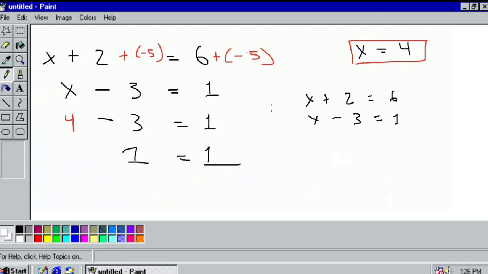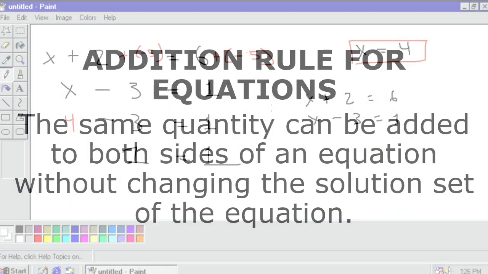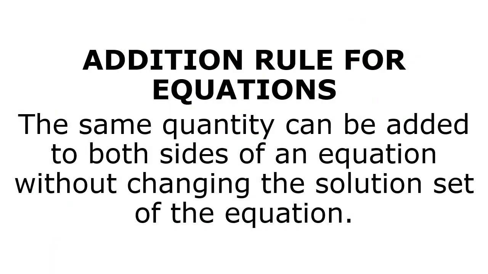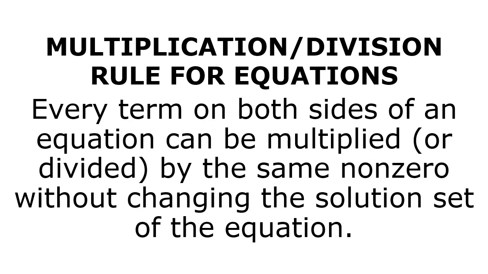A similar explanation could be used for the multiplication or division rule. We will forgo this explanation and state the two rules as follows. We have the addition rule for equations: the same quantity can be added to both sides of an equation without changing the solution set of the equation. For the multiplication or division rule for equations, every term on both sides of an equation can be multiplied or divided by the same non-zero quantity without changing the solution set of the equation.